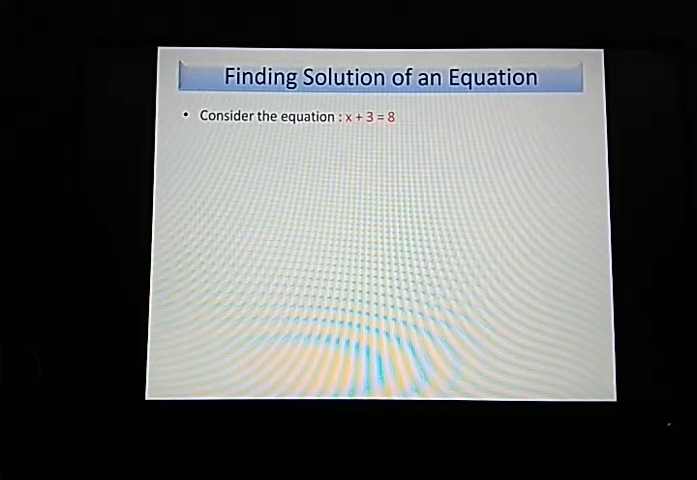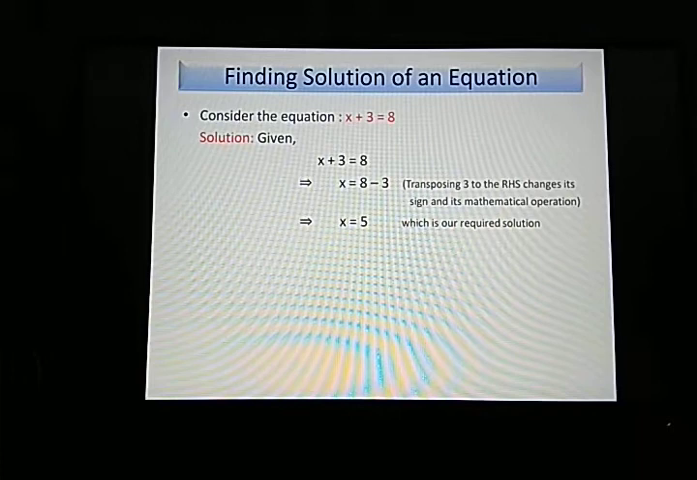Let us consider this equation: x plus 3 equals 8. Now here there is a variable x which is unknown to us. This unknown value is what makes the equation unbalanced. Although it's written equal to 8, we don't know what value of x we'll put that will make the left hand side and the right hand side equal, and that value is nothing but the solution of the equation. So let us find the solution.